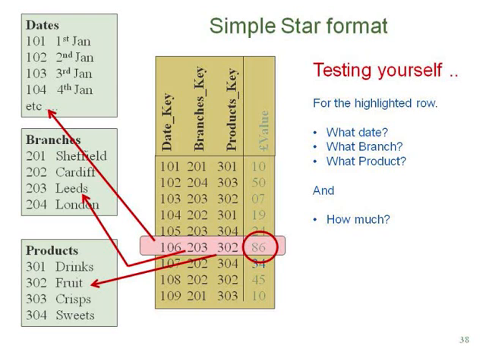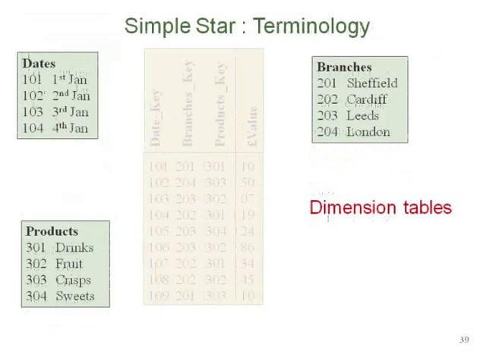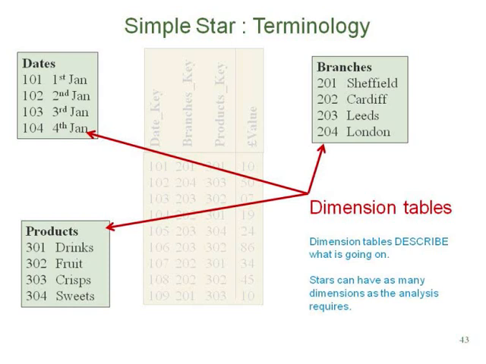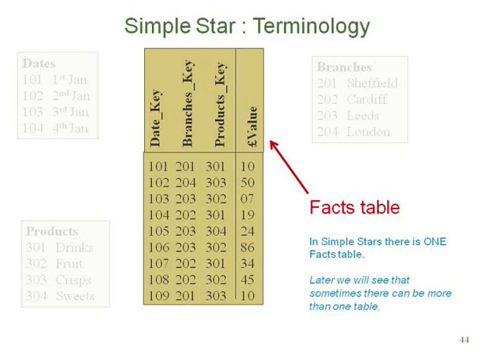We're hoping that you're agreeing that this is a relatively simple data structure. Now let's look at some of the terminology or some of the words that describe them. The 3 tables highlighted are dimension tables. Dimension tables each describe what's going on at the time of the event. For example, which date, or which branch, or which product. Our star happens to have 3 dimensions, but in fact you can have as many dimensions as you want for an analysis. And now let's look at the central table.